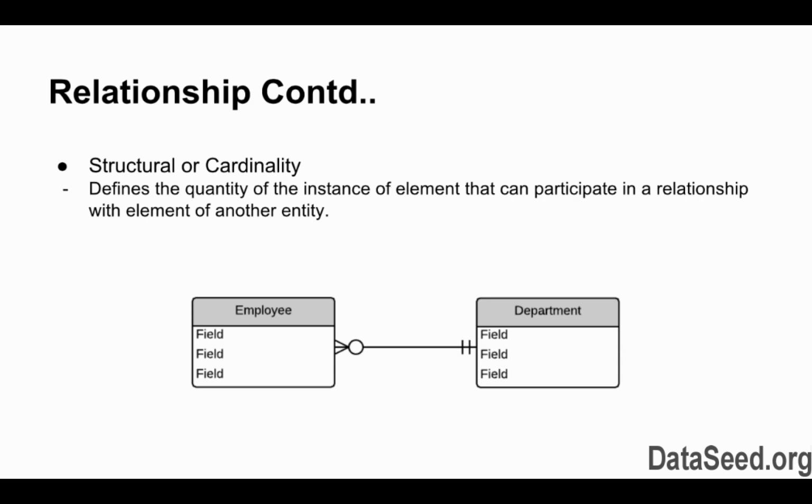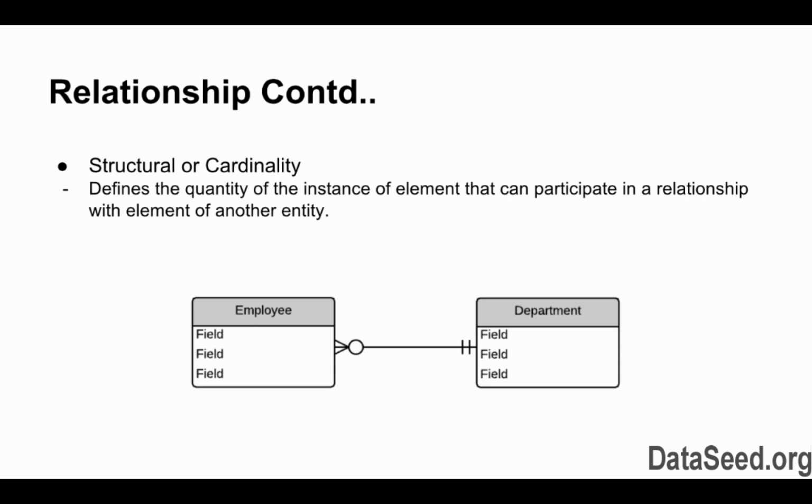When we say an employee belongs to one department and a department can have zero or many employees, then we are effectively talking about the cardinality of the relationship. And the domain values for the cardinality, as we see in this example, can be 0, 1, or many.